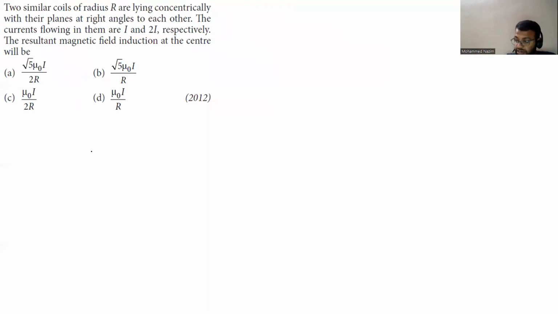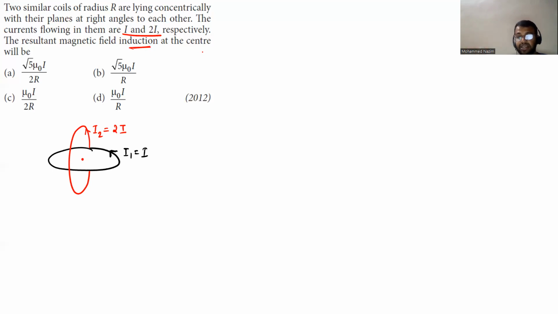So let me just draw it here. Coil 1 here, you can give any direction of current. It doesn't matter here because it is not given. So I give current, say I1 equal to I, and there is another coil, coil 2, placed perpendicular to coil 1. One coil is in the horizontal plane and one more coil in the vertical plane. This is carrying a current, say I2 equal to 2I. Common center because they are concentric. So you need to calculate the magnetic field at the center.